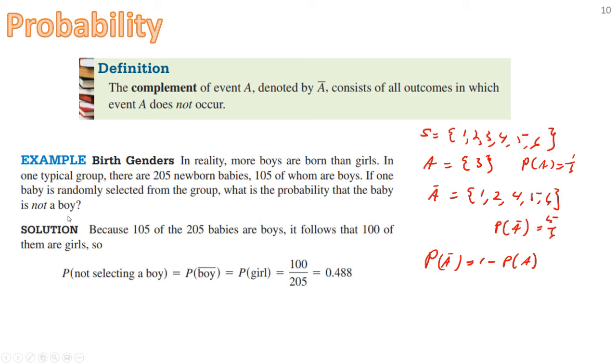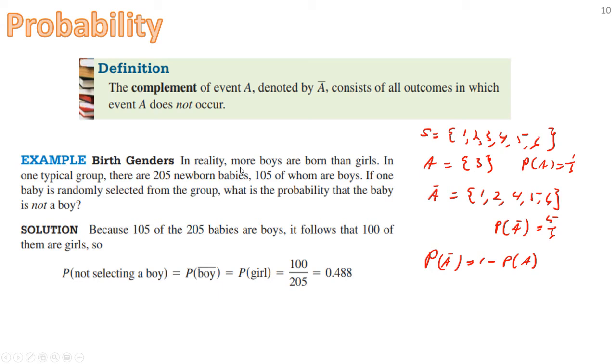So now, notice we are not using the classical approach here, because the classical approach would say, well, the outcomes are boy, girl, there are two, the probability of any one of them would be 1/2. That's not the case here, because the outcomes are not equally likely. That's what this is saying when it says, in reality, more boys are born than girls. So, again, in one typical group, there are 205 newborn babies, 105 of whom are boys. If one baby is randomly selected from the group, what is the probability that the baby is not a boy?